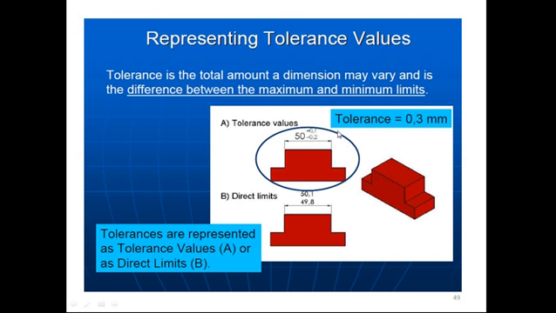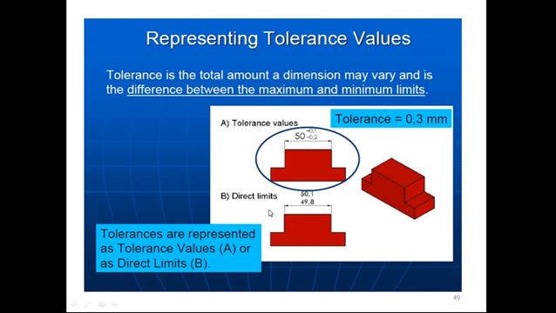Tolerance means the dimension is allowed to vary from minimum to maximum, whatever we are giving, the limit within which the dimension must fall. So here, plus 0.1 and minus 0.2, the total tolerance equals 0.3 mm. So this 50 is allowed to vary within 0.3 mm. So this is one way.